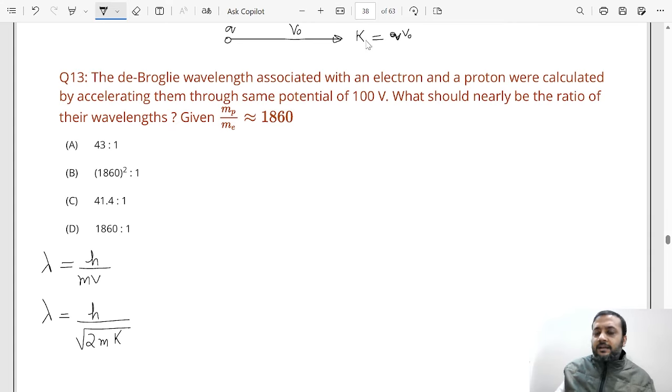So you have to understand that kinetic energy will be the same for both proton and electron because they both were accelerated through the same potential difference and they have the same magnitude of the charge. So we can say that the kinetic energy of the proton will be equal to the kinetic energy of the electron.